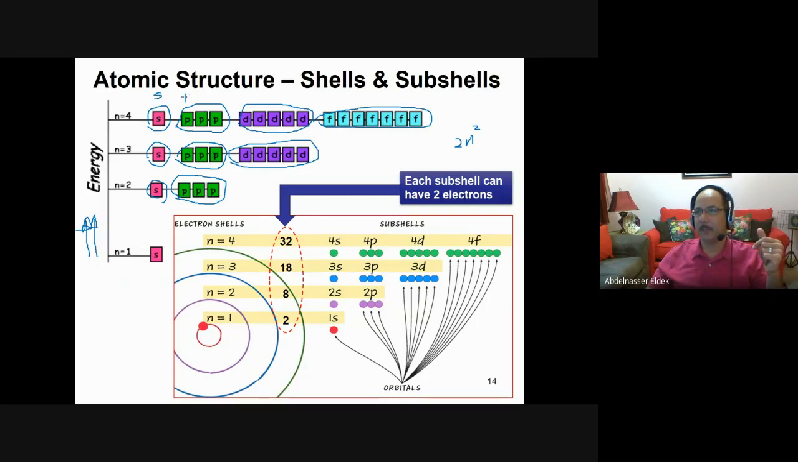So you have 1 variation for s, and you have 3 variations for p. You have 3 here, p, p, p, the same like this. And 5 variations for d, the same like this, and 7 variations for f. And then you have 9 variations for the next one, and then after that, and so on.